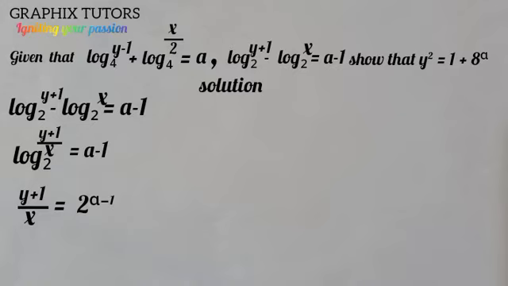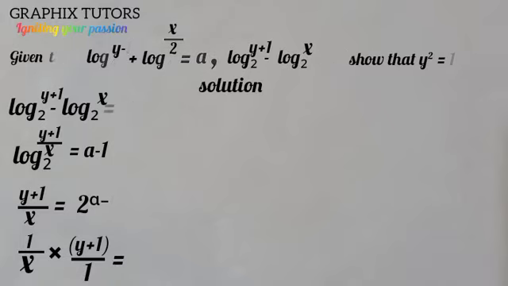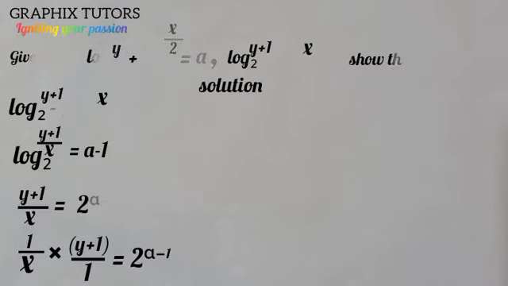Now, another way of writing y plus 1 over x is 1 over x times y plus 1 over 1, because 1 times y plus 1 will give you y plus 1, x times 1 will give you x. So it's the same thing. So this will be equals to what? 2 to the power of a minus 1.